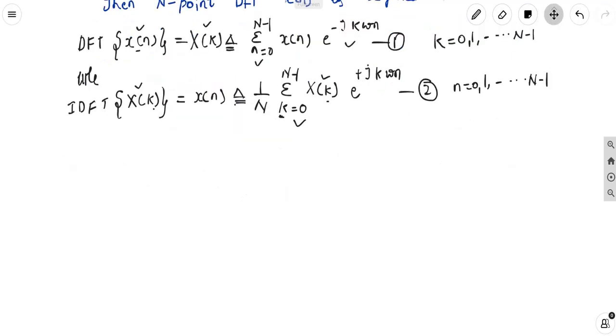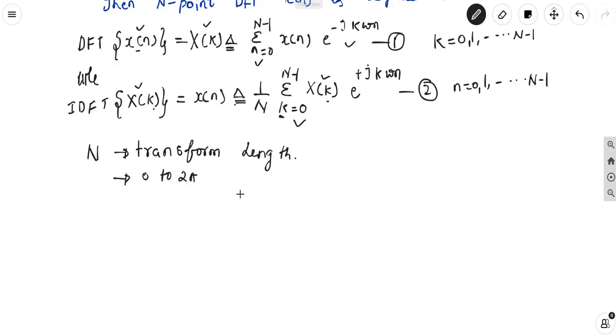In DFT analysis, capital N is known as the transform length. Yes, now let us sample x of k in the range of 0 to 2 pi.